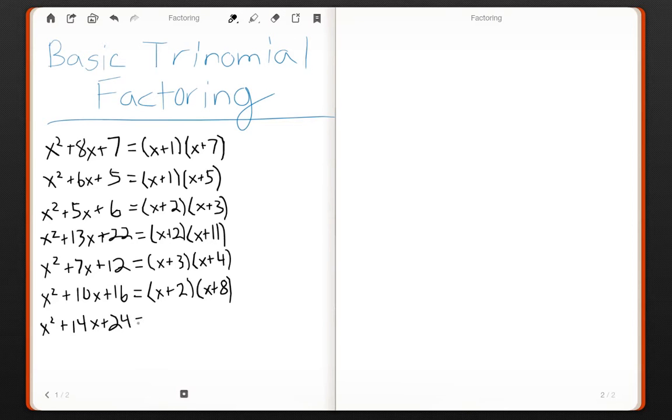A lot of numbers that multiply to 24 here. So what two numbers add to 14? Well, if you think, it's not going to be anything too high like 24. It's going to be x plus 12 and x plus 2.